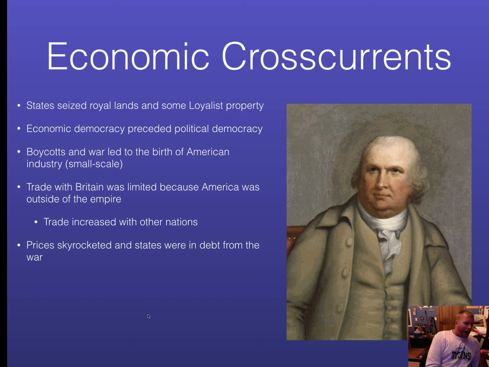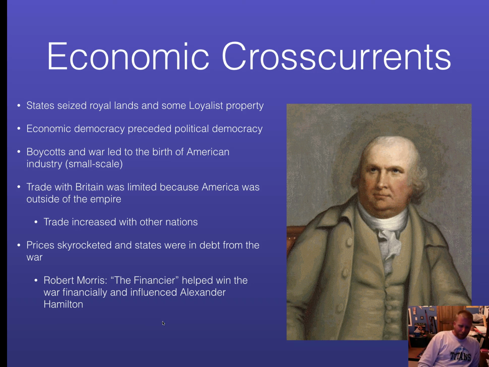Prices skyrocketed and states were in debt from the war. In fact, a lot of people turned to selling stuff to the British because they could make a lot of money doing that during the war, which infuriated Washington. Sometimes he couldn't get the supplies he wanted because people were selling stuff to the British because they paid more, and they paid in gold, not paper money that was worthless here in America. Robert Morris, pictured here, was the financier of the war, who helped win the war financially.